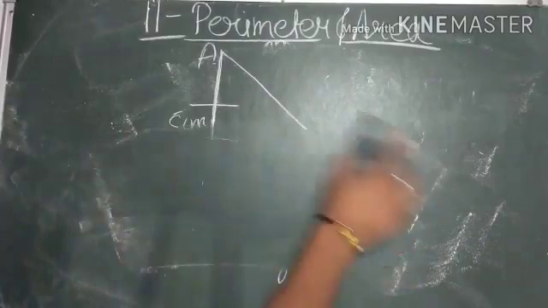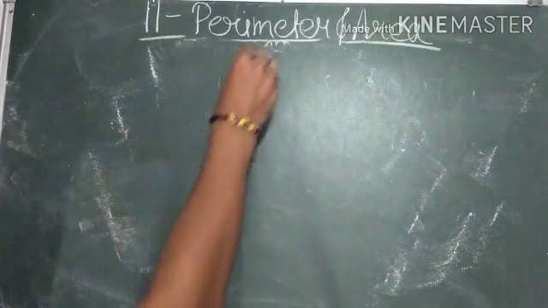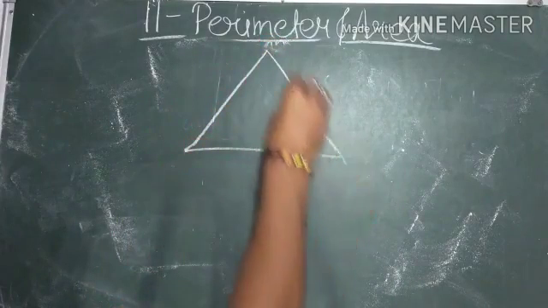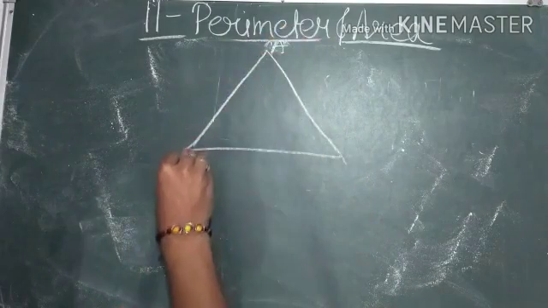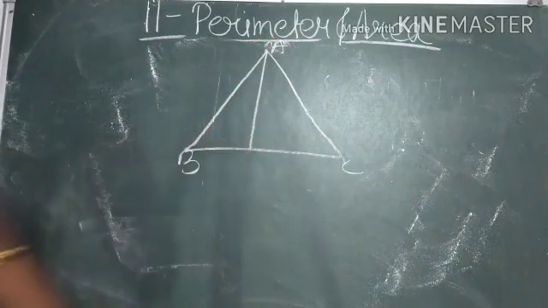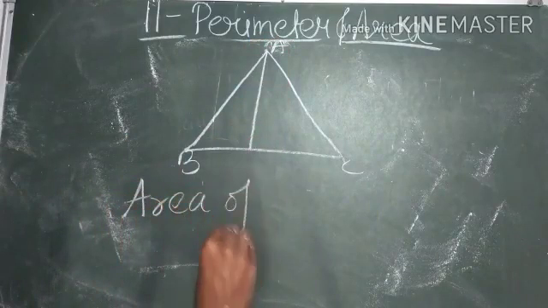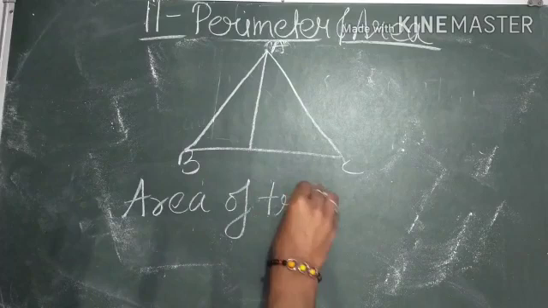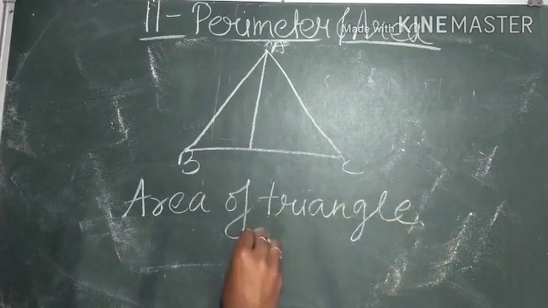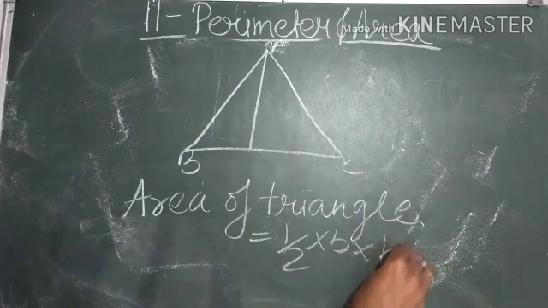Now we will take a method to find out the area of a triangle. Let this be a triangle ABC. So the formula of area of triangle is your 1 upon 2 into base into height.